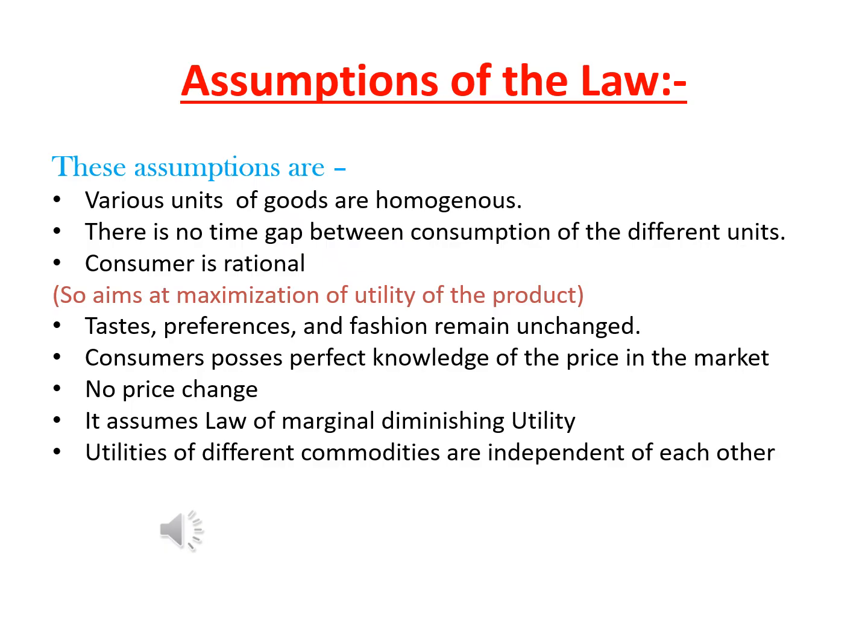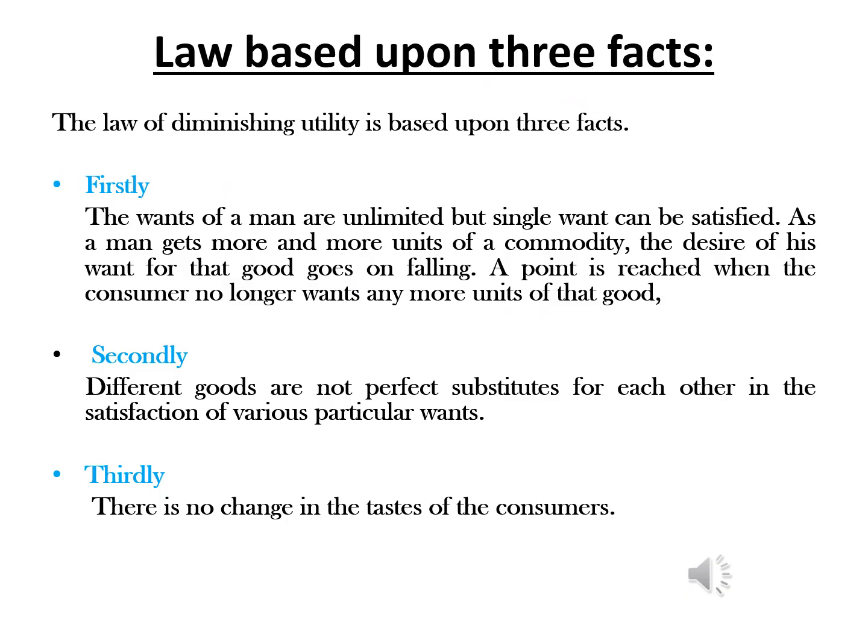Smartphone manufacturers introduce upgraded models each year. In the previous slide, we discussed the three important facts that form the basis of the law of diminishing marginal utility. We learned that although human wants are unlimited, each individual want can be satisfied, different goods satisfy different wants, and consumer preferences remain unchanged during the period of consumption.